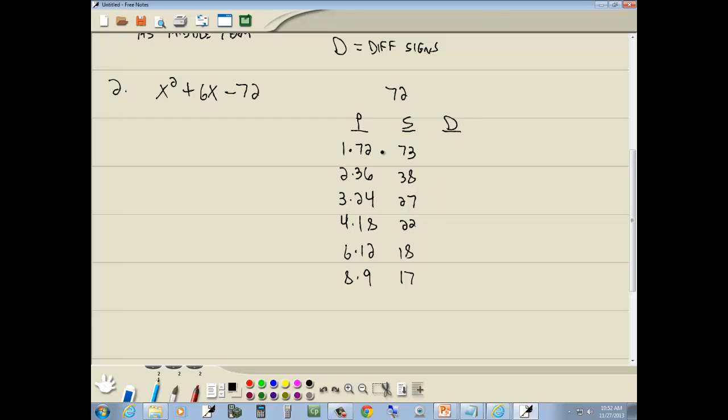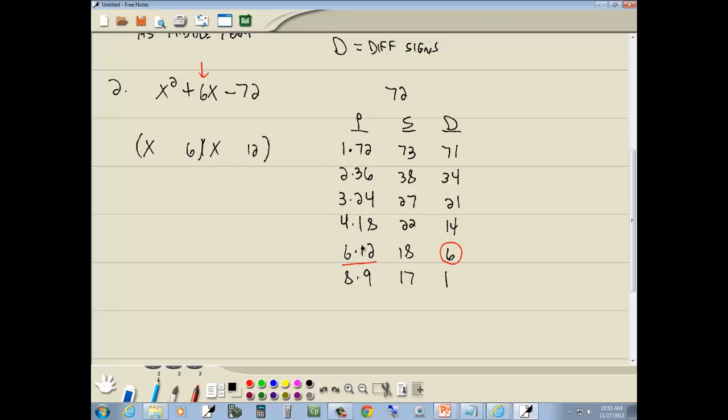Difference column, we'll subtract them, smaller from larger. 72 minus 1 is 71. 36 minus 2 is 34. 24 minus 3 is 21. 18 minus 4 is 14. 12 minus 6 is 6. 9 minus 8 is 1. Now, the number we're looking for is the number in our middle term, which is 6, which is right here, which means we use 6 and 12. So we've got x, 6, x, and 12.